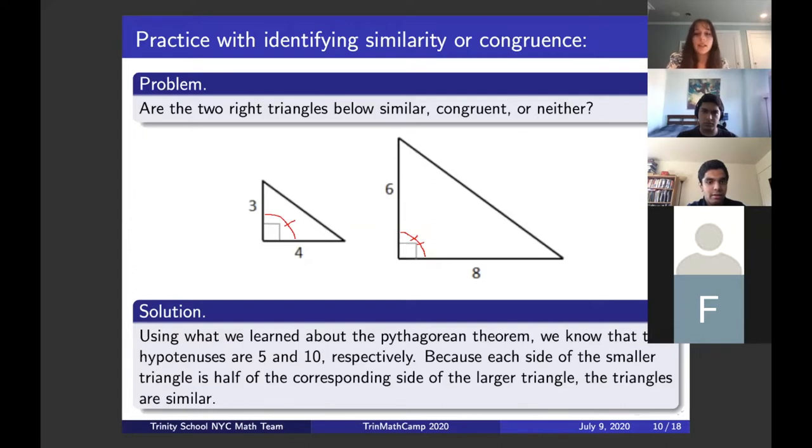Exactly. And I see in the chat, a lot of you are saying it's good if these angles were the same, then it would be SAS, which is a really great way of applying what we just taught you, which is really cool.